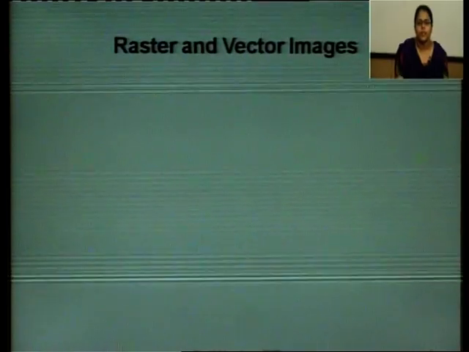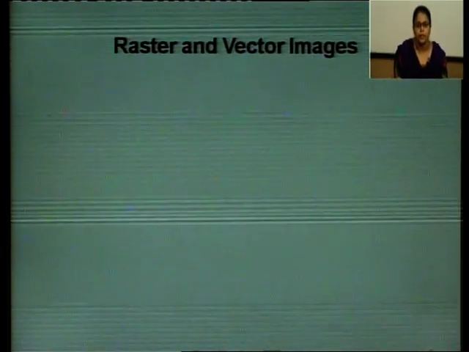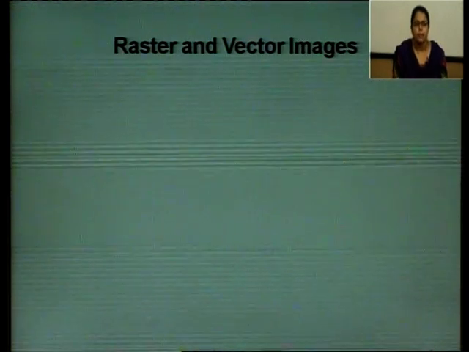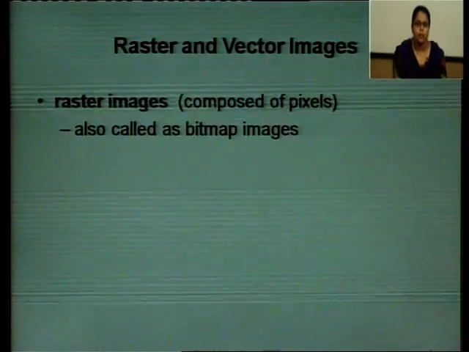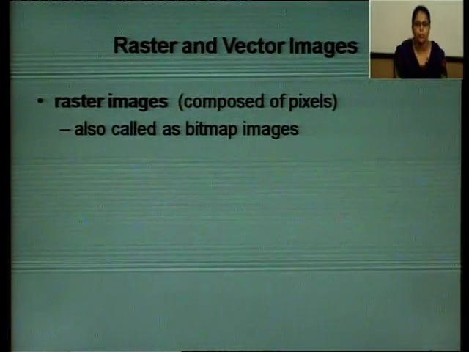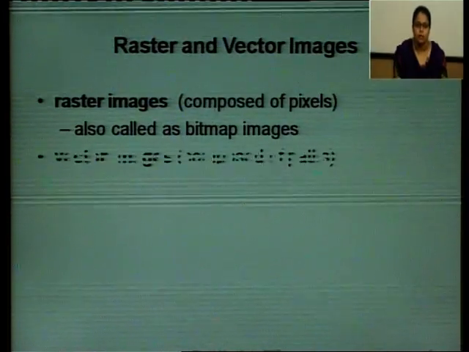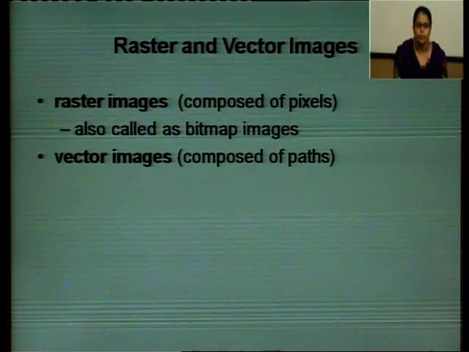Before discussing the various image processing tools, let's have an introduction with the various categories of images with which these tools deal. They can be categorized as raster images and vector images. Raster images are composed of pixels. They are also called as bitmap images. On the other hand, vector images are composed of paths.